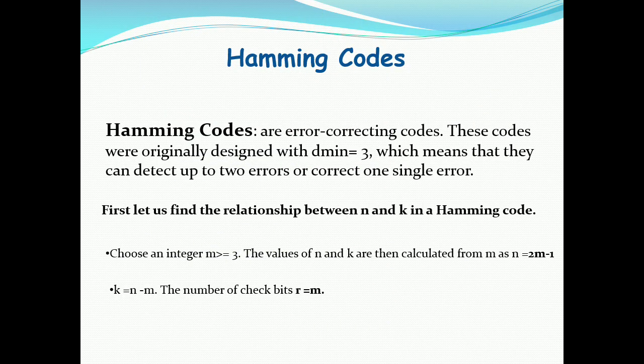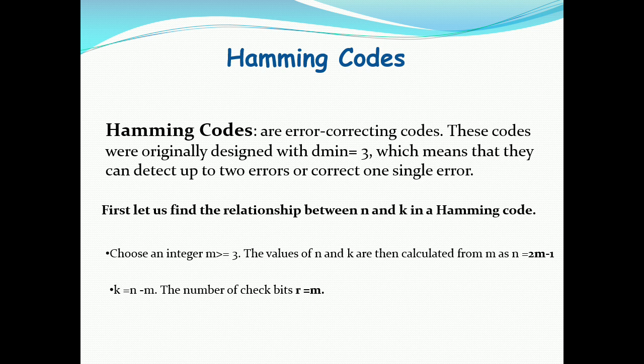Now the most important topic of this error detection and correction is Hamming codes. Hamming codes are error correcting codes. These codes were originally designed with d minimum equal to 3, which means that they can detect up to 2 errors or correct one single error. It is one of the most common error correcting codes used in random access memory. It was developed by R.W. Hamming.